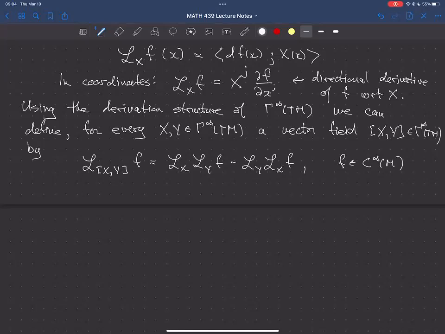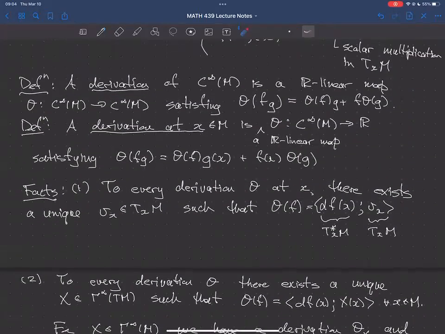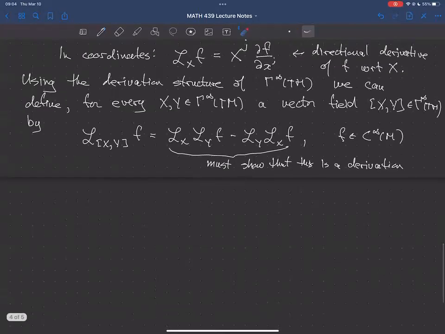Okay, so there's something you have to do here. You must show that this is a derivation. So you need to show, sorry, I'm going to scroll up here for a second, that it satisfies the product rule. Because that's not immediate from the definition, because this one satisfies the product rule, but then I'm differentiating it again, and so God knows what happens, and then I'm doing the same thing but in a different order.